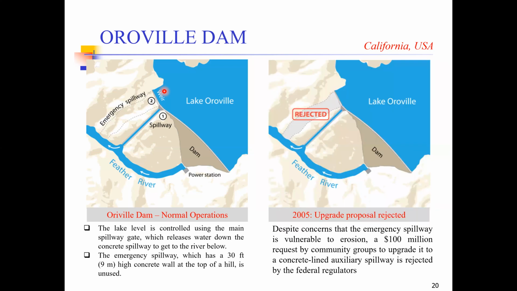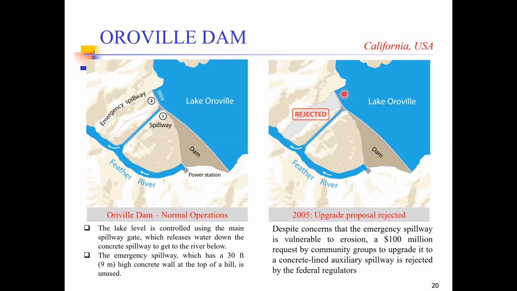In around 2005, some local authorities proposed that this emergency spillway had to be lined, so that if some problem occurs to the main spillway and they have to use the emergency spillway, the unlined channel would not cause problems in the future. But the government was not willing to invest money on it, and this plan was rejected. So they did not repair or improve the quality of the emergency spillway. So this was 2005. Let's see what happened in 2017.